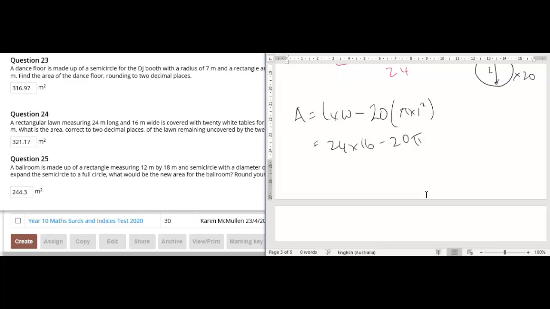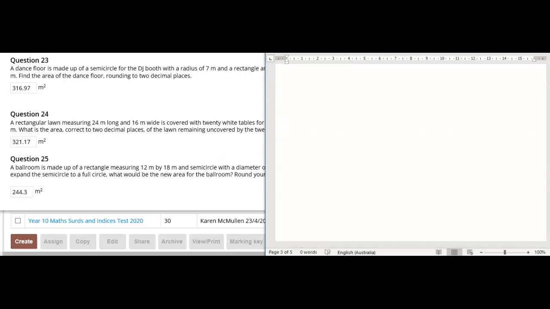Okay, and I get 321.168. And that is equal to, and we have to do it to 2 decimal places, so 321.17.